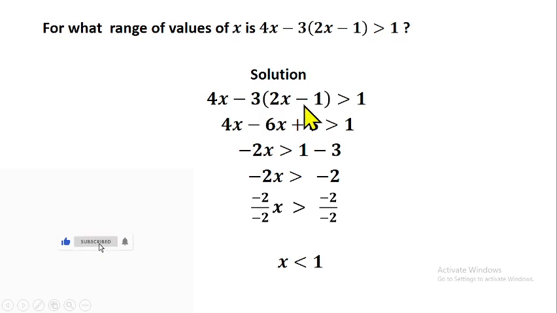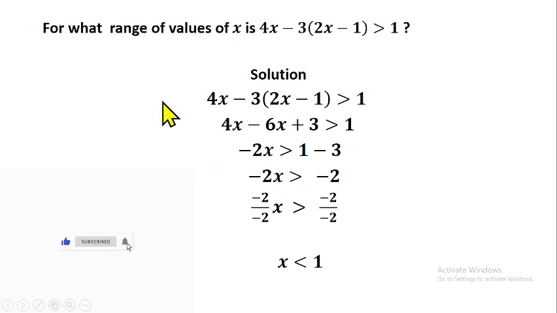What do we do first? You can open the brackets. We have 4 minus 3 times 2x, which will give us minus 6x. Then minus 3 times minus 1 will give us plus 3, greater than 1. From there we can collect like terms as well. Here you are having 4x minus 6x. That will give us minus 2x. Then 3 will go to this side. You have greater than 1 minus 3. So we have minus 2x greater than, what's 1 minus 3? That will give us minus 2.